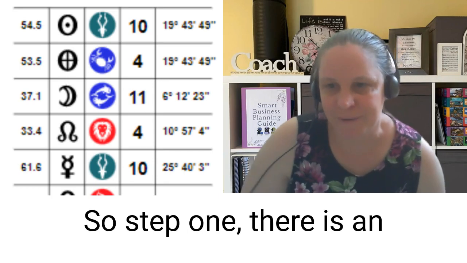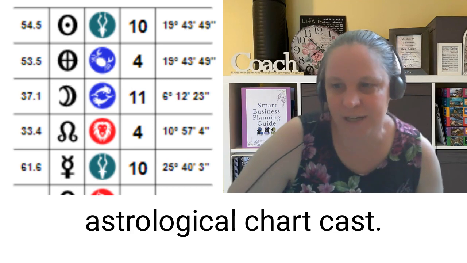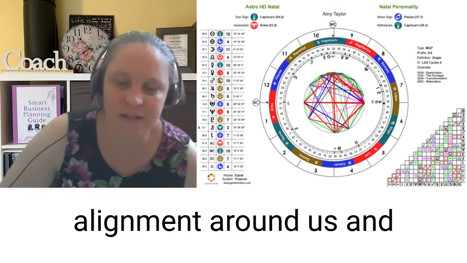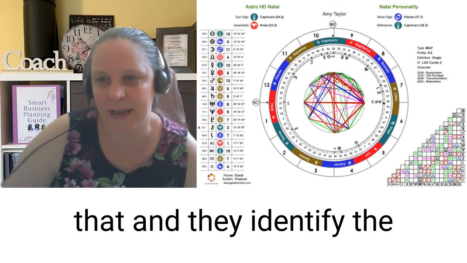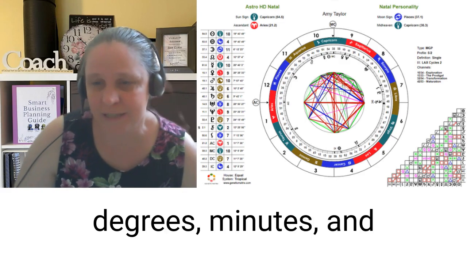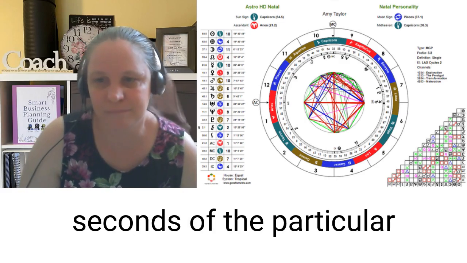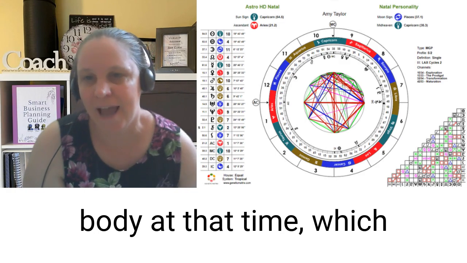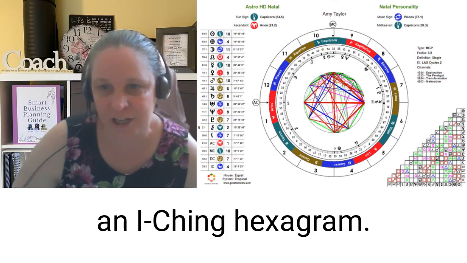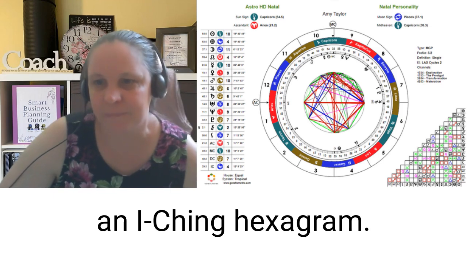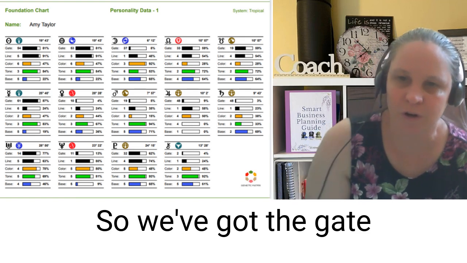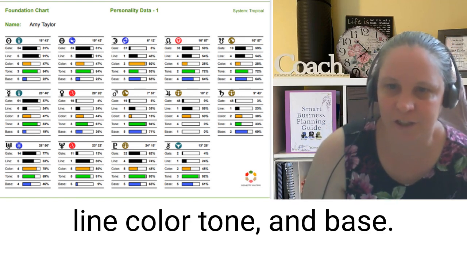So step one, there is an astrological chart cast. So at the moment of our birth, the planets were in alignment around us, and they take a snapshot of that and they identify the degrees, minutes, and seconds of the particular planet or planetary body at that time, which then correlates with an I Ching hexagram, and we'll dive into that a little bit more. So we've got the gate, line, color, tone, and base.